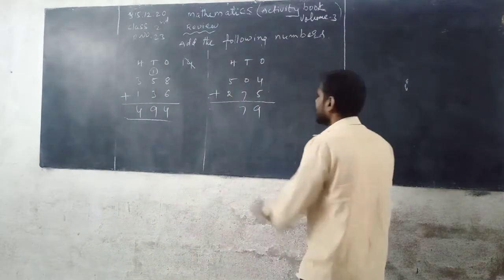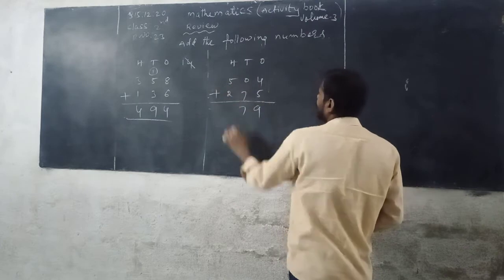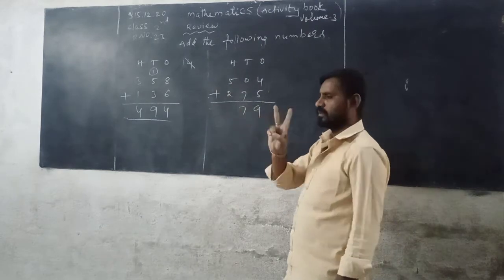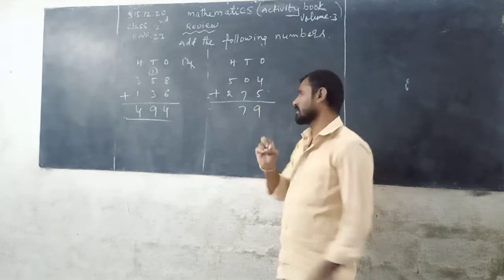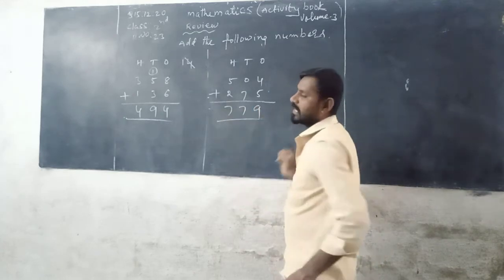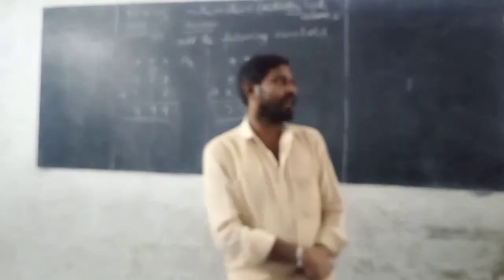See now, next 5 plus 2. You can count 5 after how many? 2. So 5 after 2. 5 after 6 is 7. Sum is equal to 779.